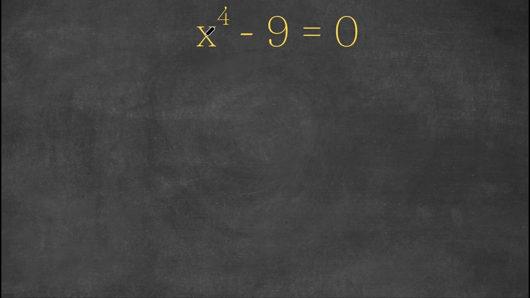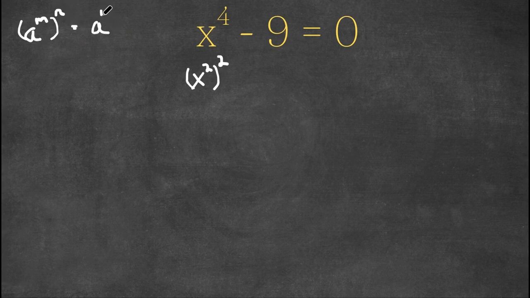What I'm first going to do is change x to the power of 4 to x squared to the power of 2. Because remember, an important property of exponents is that a to the power of m to the power of n is also equal to a to the power of m times n. So what I'm doing is simply reversing this, converting it back to its original form.